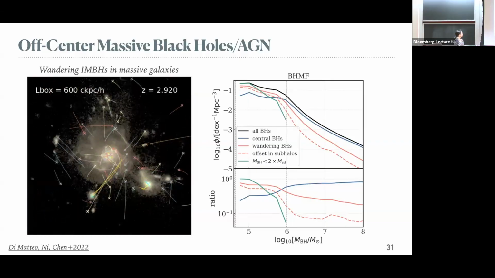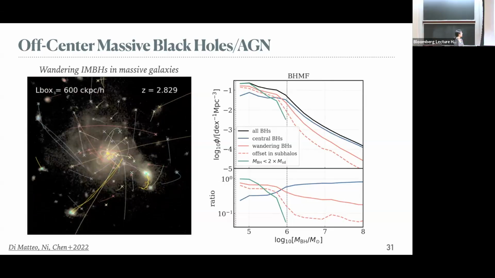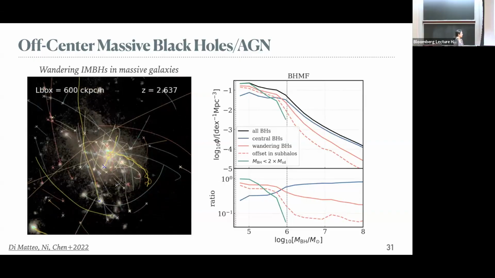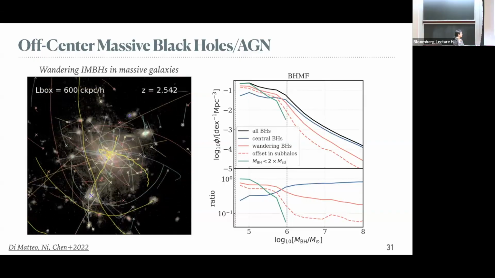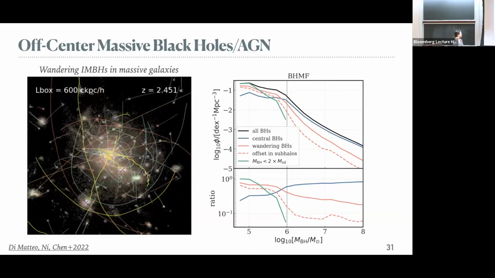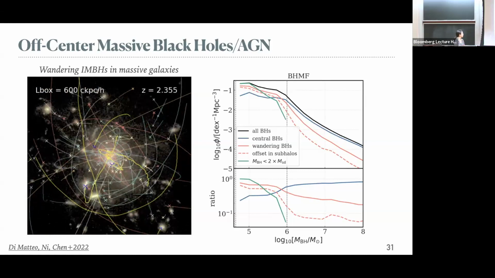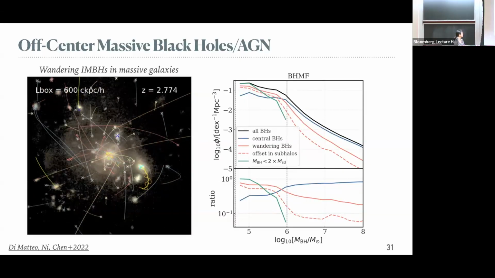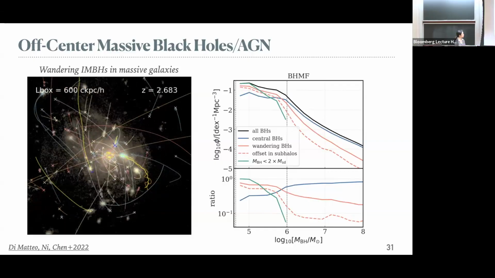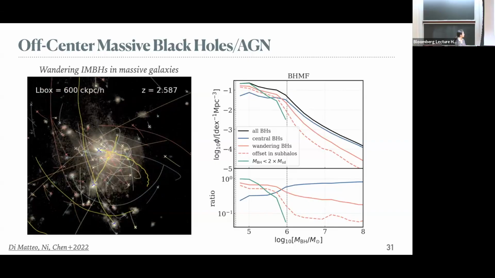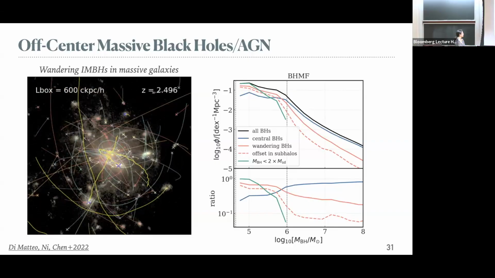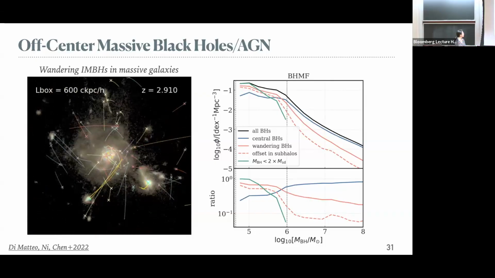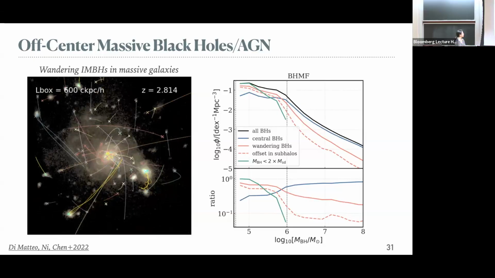And this is the population of wandering black holes that you would see in these very massive galaxies. And so we then quantify the fraction of them compared to the central galaxies and the mass fractions. So for example, this black curve is the total black hole mass function in the simulation. Sorry, here we didn't extend to bigger scales because in this work, we care about these wandering black holes. And the blue curve is the central black holes.